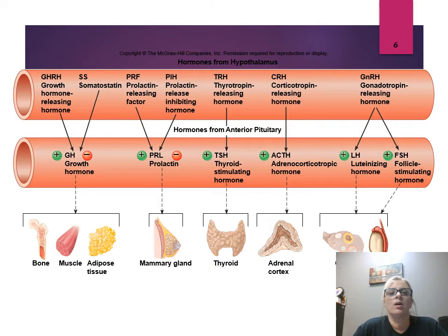This diagram overviews the hormones that are released from the hypothalamus, the corresponding hormones that are then released from the anterior pituitary, and the organs that they affect. You can also see the green section showing what is stimulating, and the red section, which is an inhibiting type of action. So this is a good little summary slide.